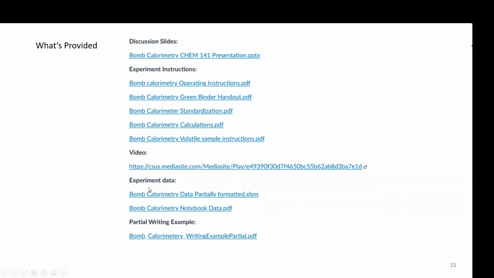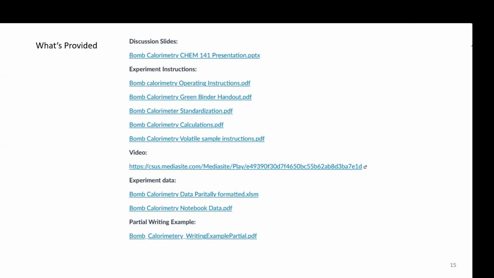There are experiment data, that's partially formatted data in the spreadsheet. And this is a notebook data. You'll find the weight of each measurement. And I also provide a partial writing example. So it's not like the previous experiment, where I provided you a full writing example. So this one will be partial.